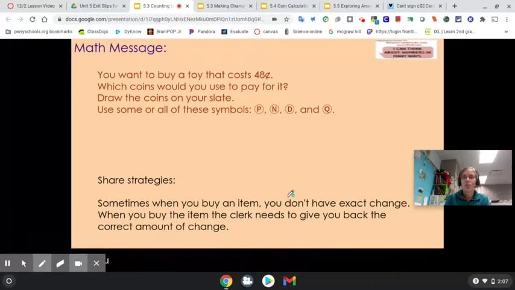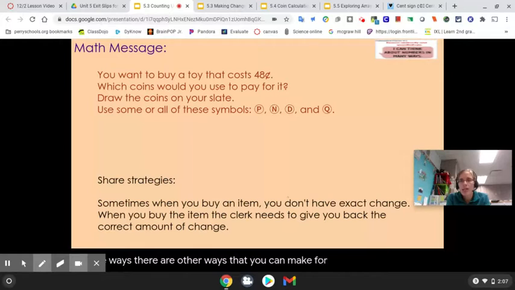All right, did you do 48 cents? Let's look at how we could do 48 cents. Now I'm going to do it a couple ways. There are other ways that you can make 48 cents, but remember, we do not want to draw 48 pennies because that is so much work and it's really easy to make mistakes if you draw that many pennies.